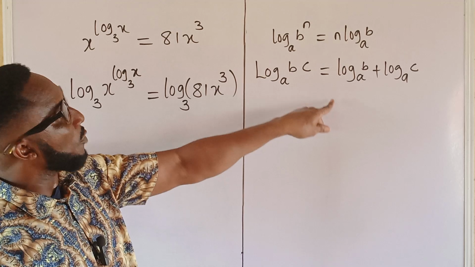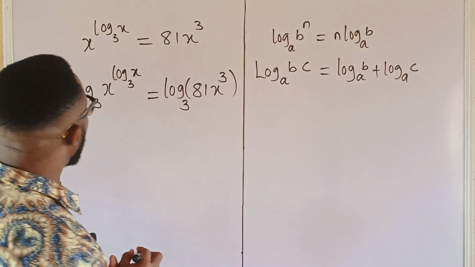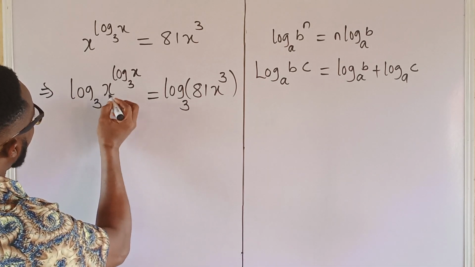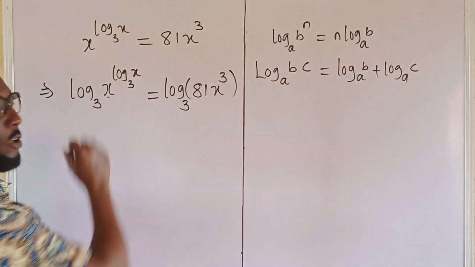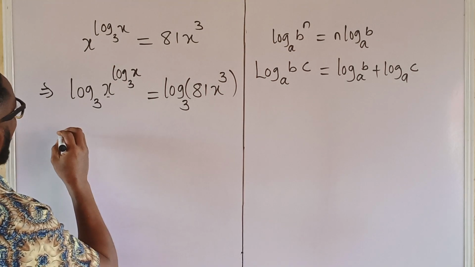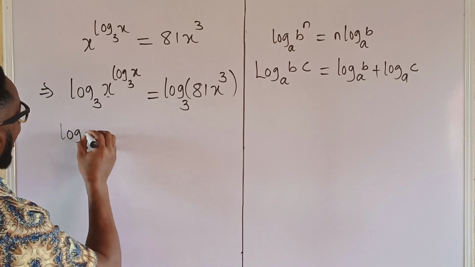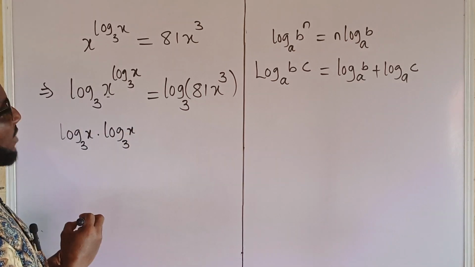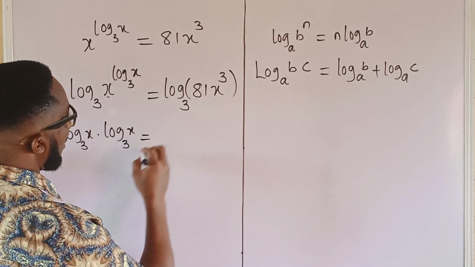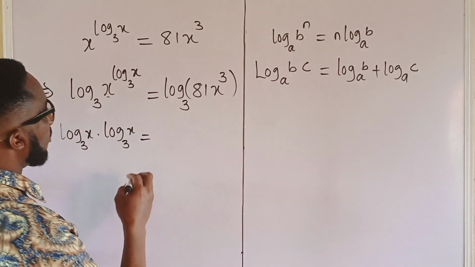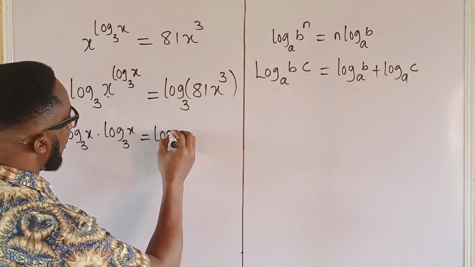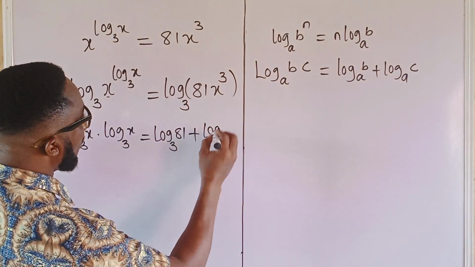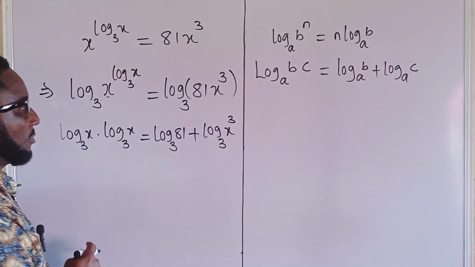So with these intricate laws of logarithm, I shall now refine the context of this problem. As you can see here, the argument of the log to base 3 we have here, which is this x, is raised to log to base 3 of the argument x. So we are now going to be having log to base 3 of the argument x multiply log to base 3 of the argument x. Then on the right side, if I use this product / addition rule, we shall be having log to base 3 of the argument 81 plus log to base 3 of the argument x cubed.